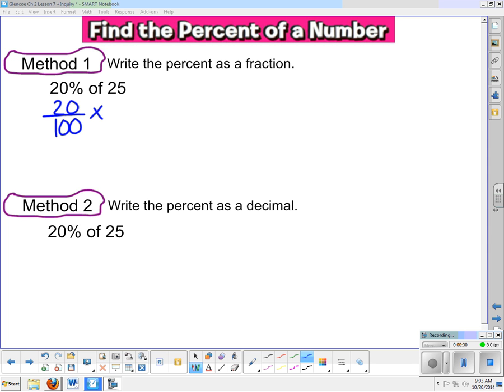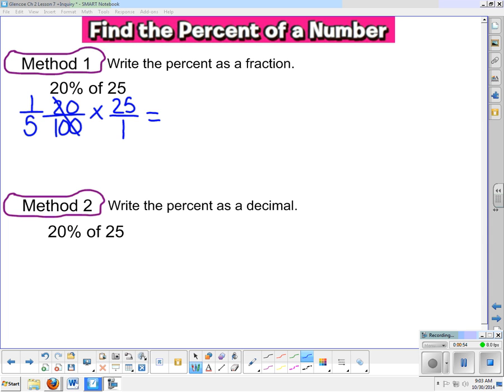And 25 as a fraction is 25 over 1. Now I simply multiply my numerators and then multiply my denominators. However, before I go and work with big numbers, I can reduce some of my fractions and make the math a little bit easier. So 20 over 100 reduces down to 1/5.